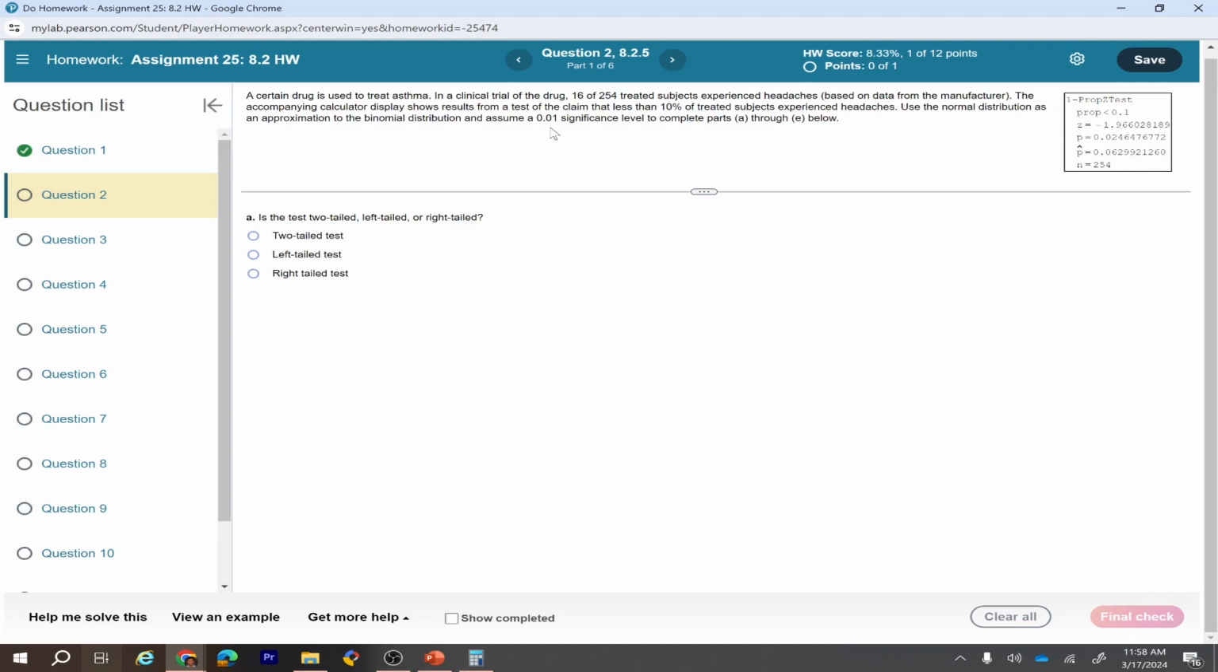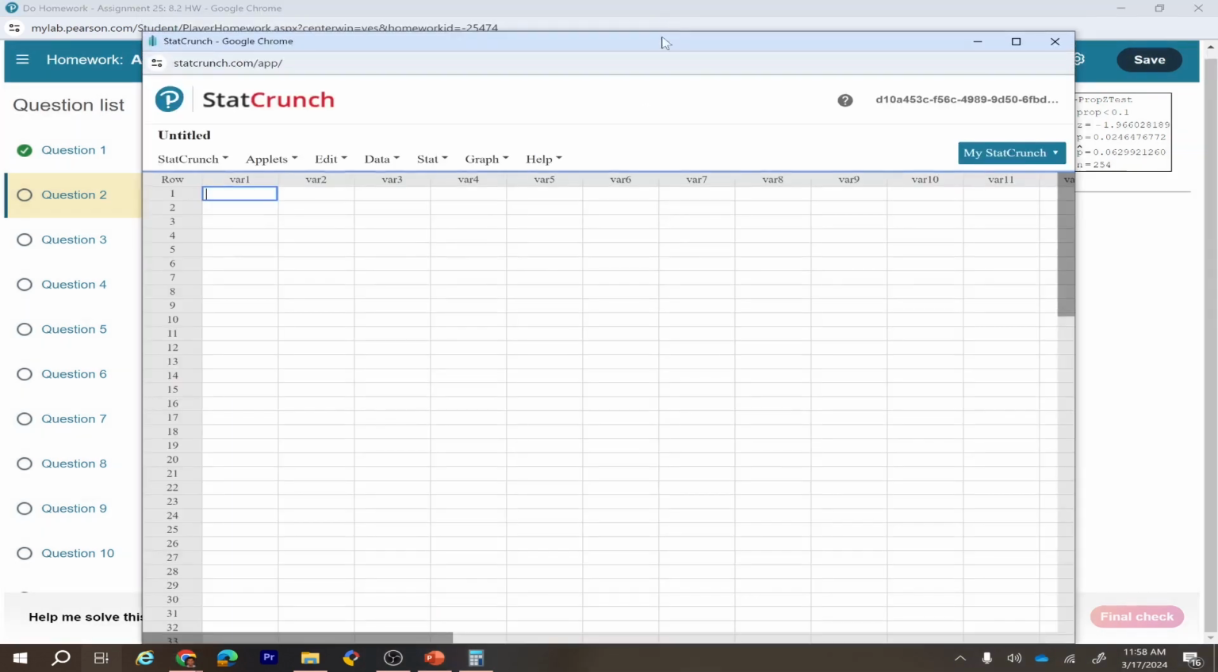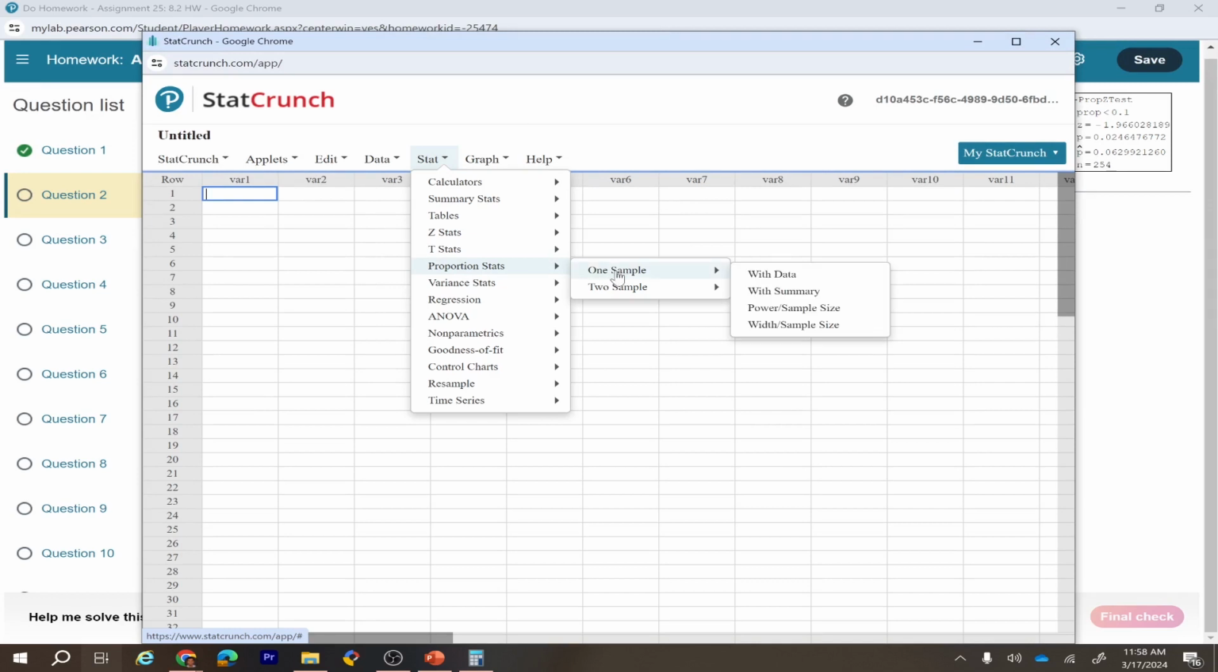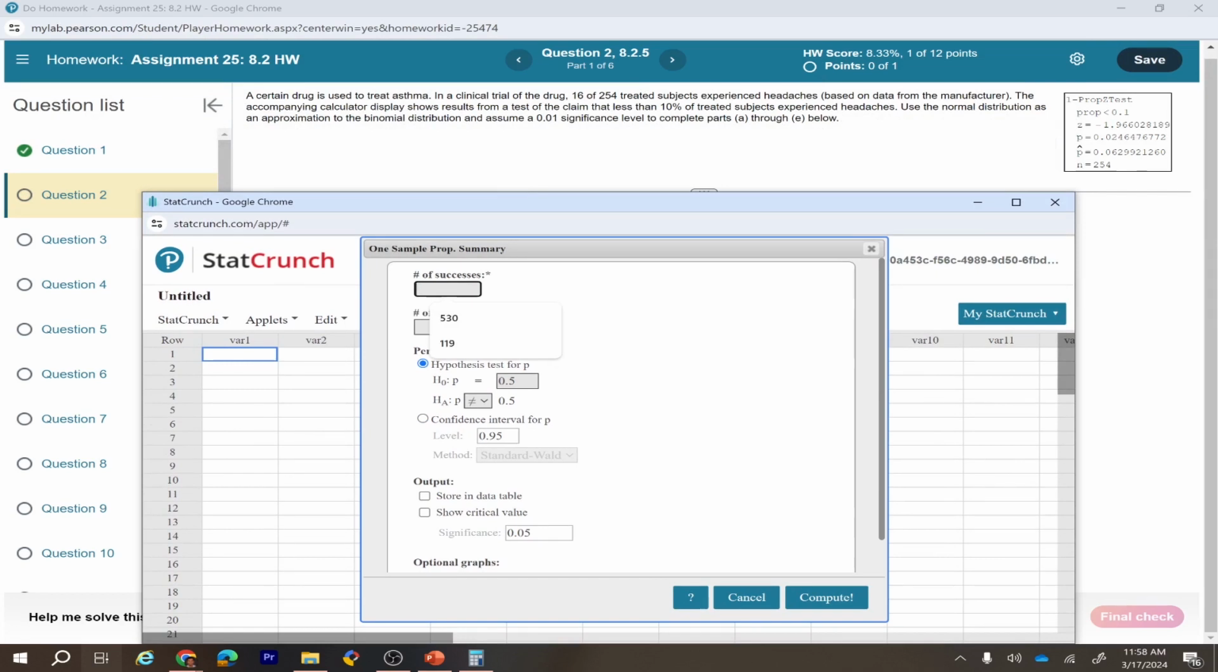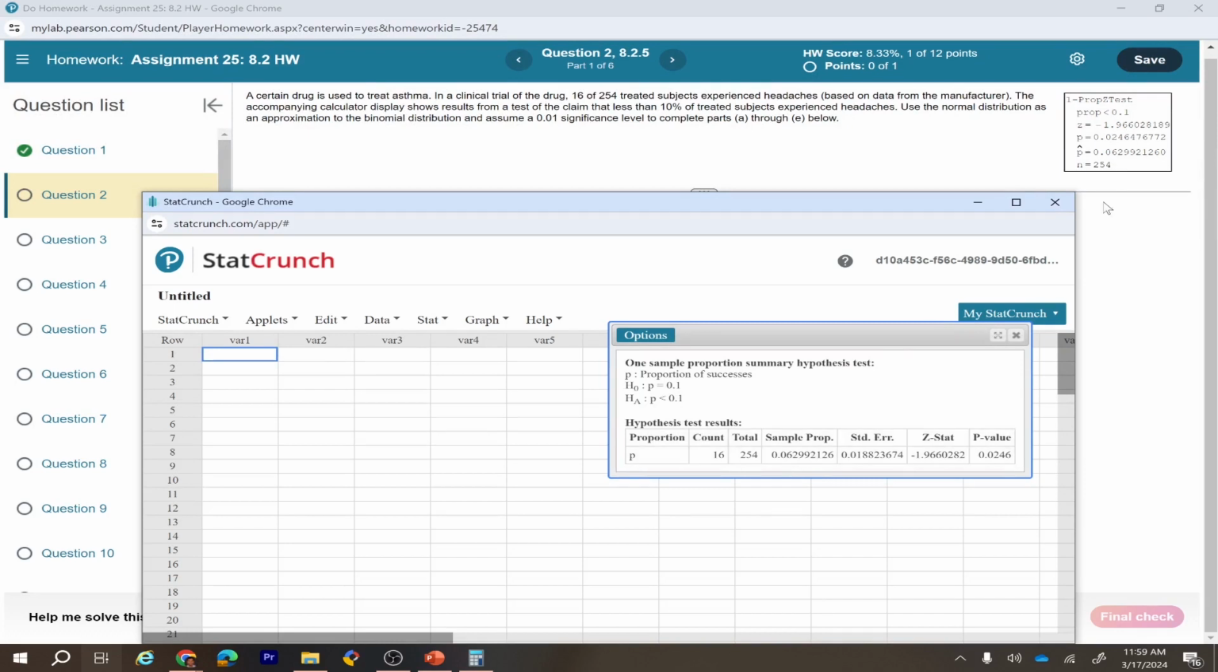First of all, I'm going to show you how you can find this value. If you go to StatCrunch, go to Stat, go to Proportion Stat, One Sample with Summary, and put the values here: 16 out of 254. Then the hypothesis test: the claim is less than 10%, so the null hypothesis would be 10%, so 0.1, and the alternative is less than 0.1. If you fill out this information and hit Compute, this is the information it gives.